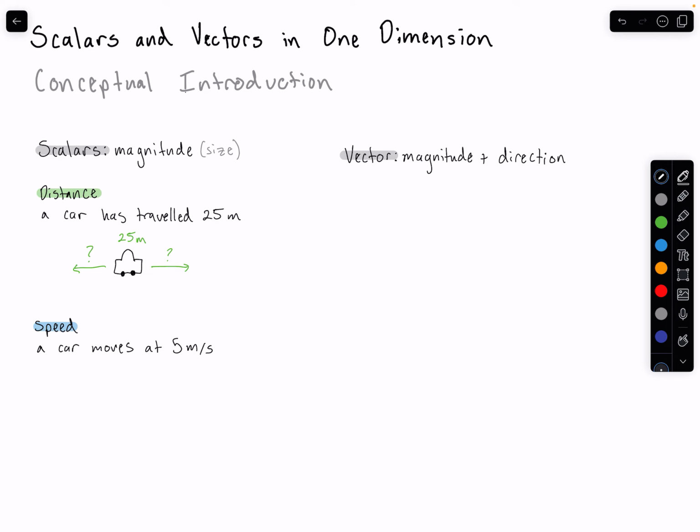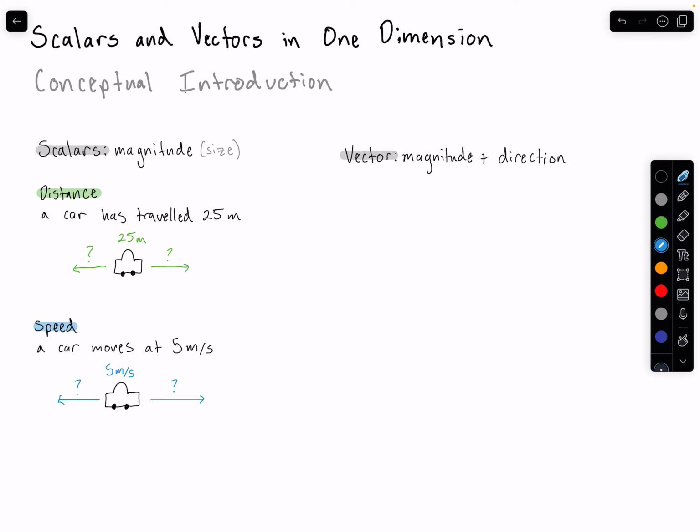Again, I can draw a visualization of this. So let's say we have a car here, and we've been told that this car moves at 5 meters per second. But again, we don't know which direction. We don't know if it's going 5 meters per second to the right, to the left, up, down, whatever. We just know that it's going 5 meters per second. So I hope this gives you an intuitive understanding of what scalars are.